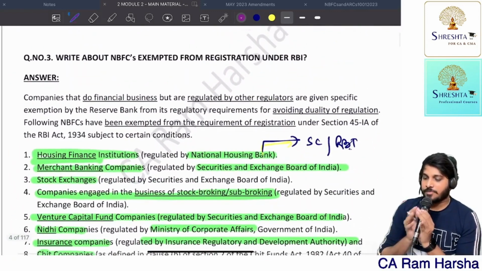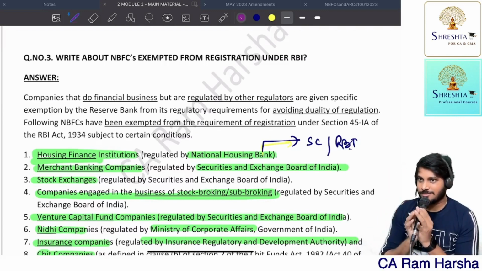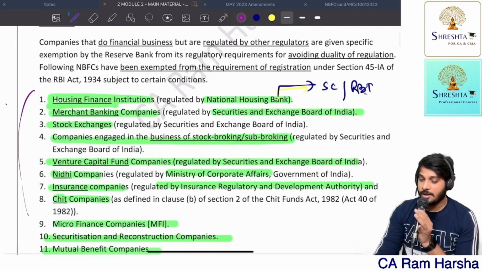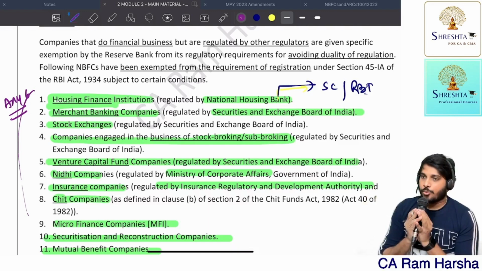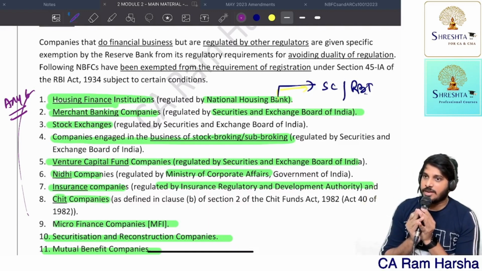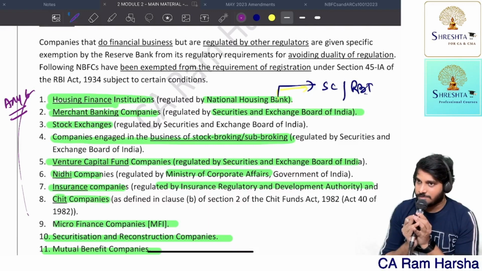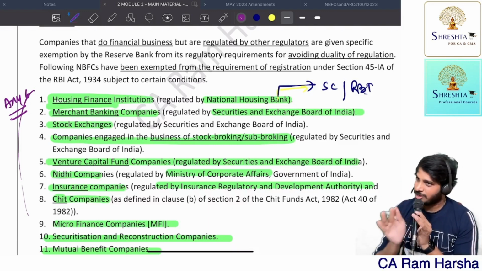Write about the list of NBFCs which are exempted from registration. 4 marks. You need to write any 6 points. Any 6 points, 4 marks question. A 6 marks question can also be framed: what are the NBFCs that are liable for registration under RBI, and also give a list of NBFCs which are exempted from registration.